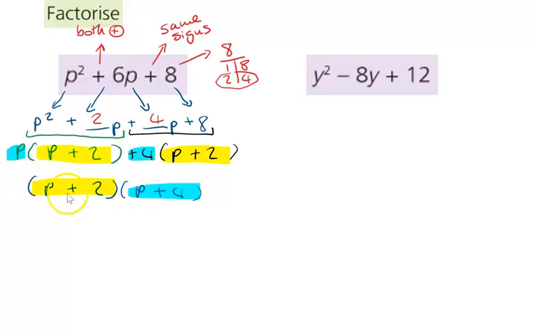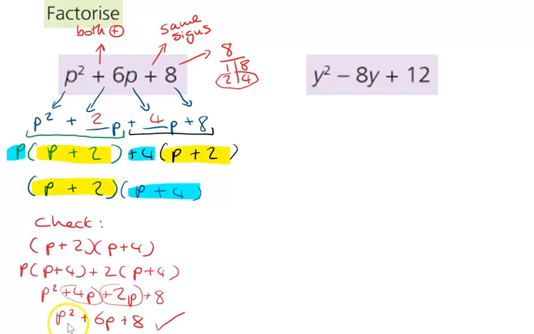So this is my answer. Whenever you're asked to factorize, you must have brackets in your answer. So p plus 2 times p plus 4. I'm going to check by multiplying out the brackets. And I get back to the start, p squared plus 6p plus 8. That's what I started with, so I know I'm right.